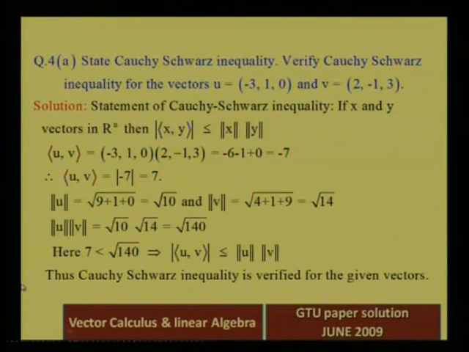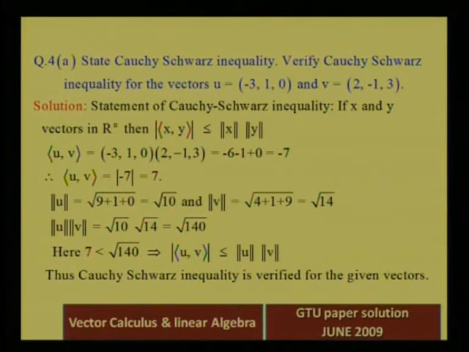Because this square root of 140 is approximately 11 point something, right, because 11 squared is 121 and 12 squared is 144. So it's near 12 and approximately 11 point something. So clearly 7 is less than the square root of 140. So the Cauchy-Schwarz inequality is verified for the given vectors. Okay, so here is the complete solution of question 4a.